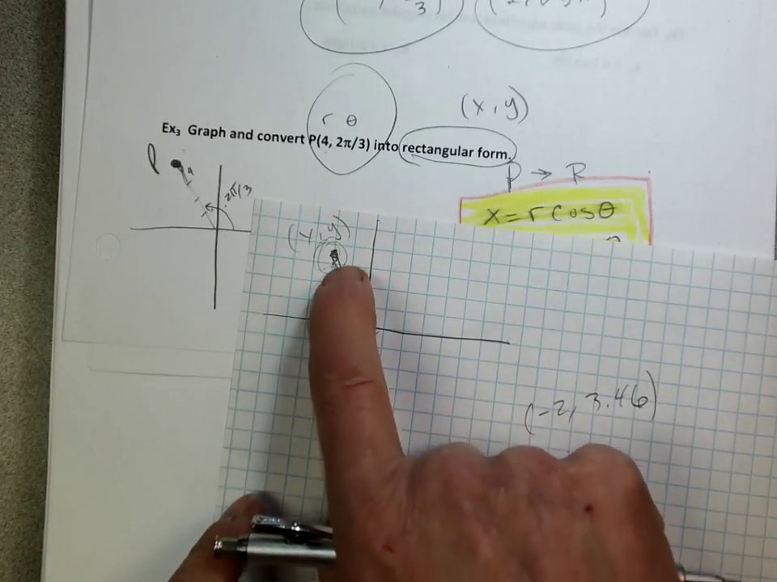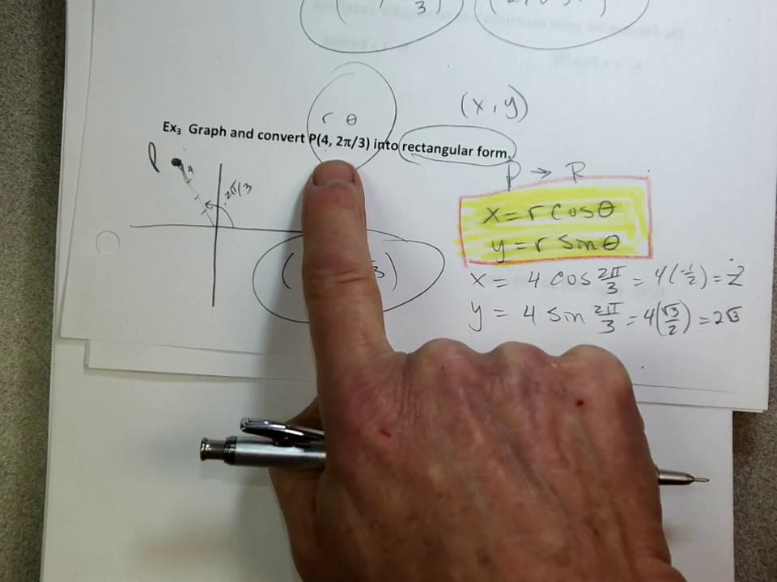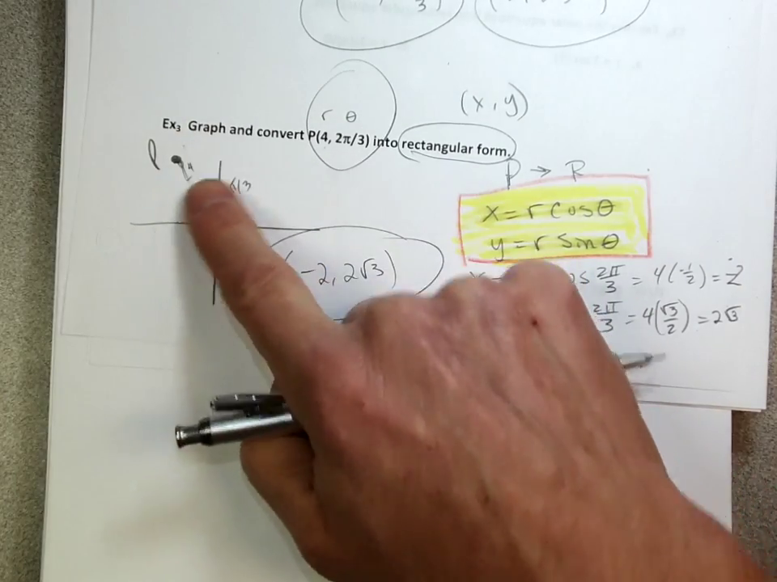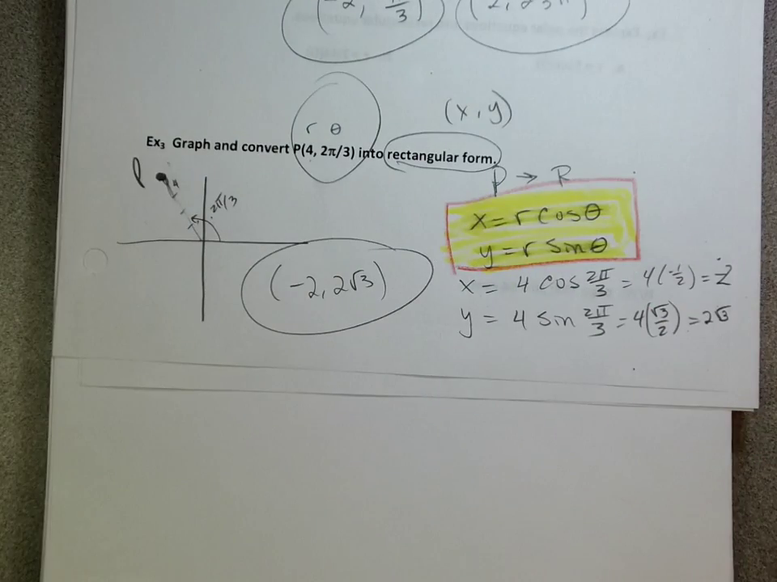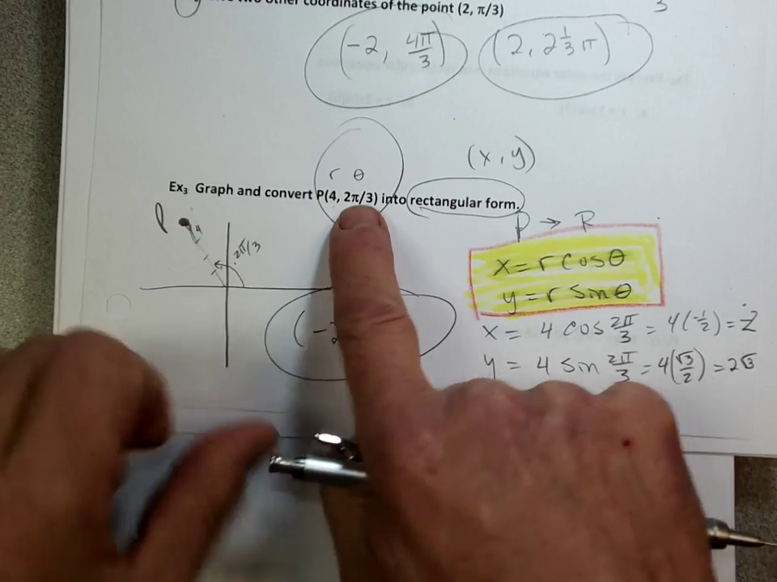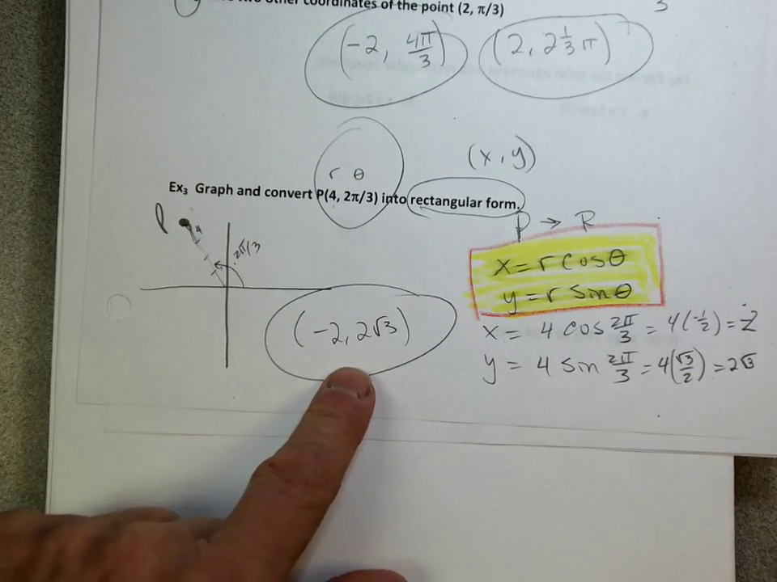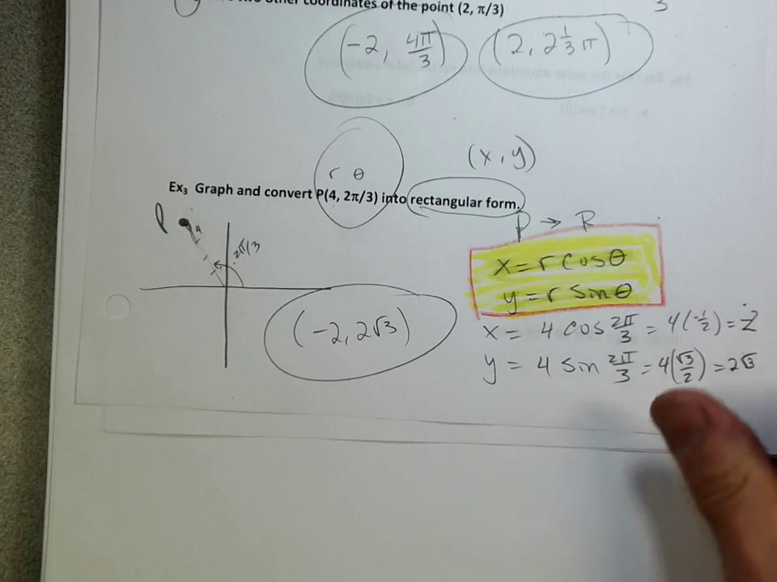Same point, same location. One describes it as a radius and an angle, a length and an angle. The other describes it as over and up. Does that make sense? Same exact point, same exact location. Thumbs up? Capiche? Yep. Okay. Not that hard, is it?